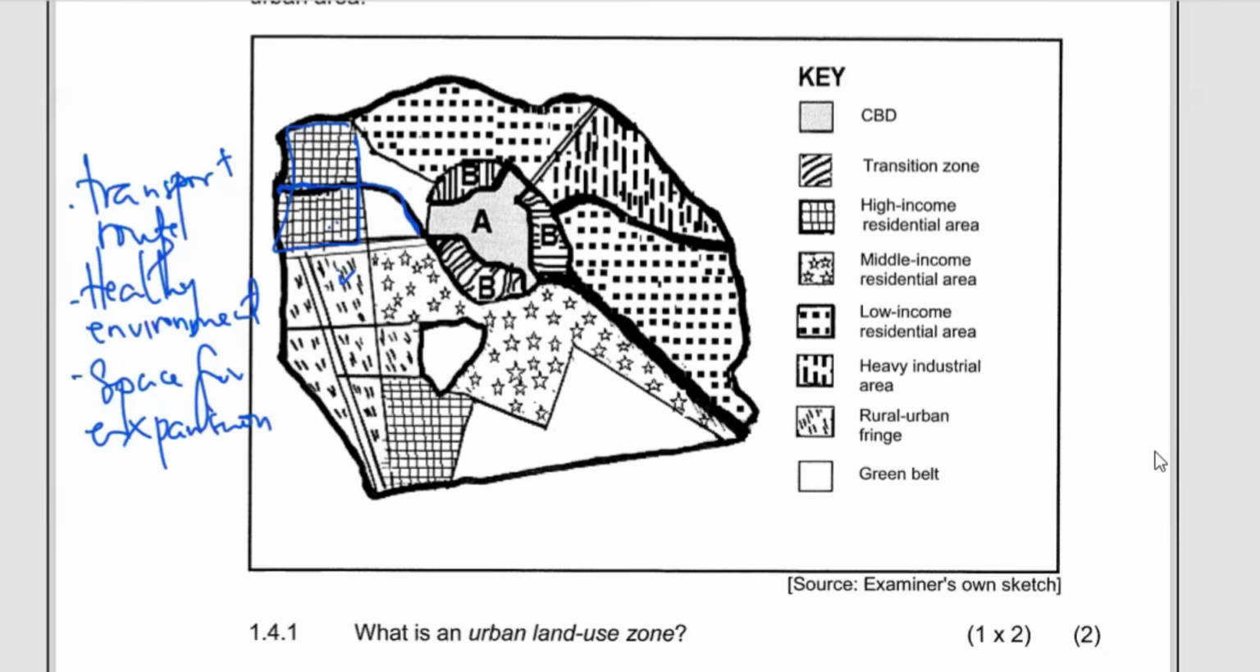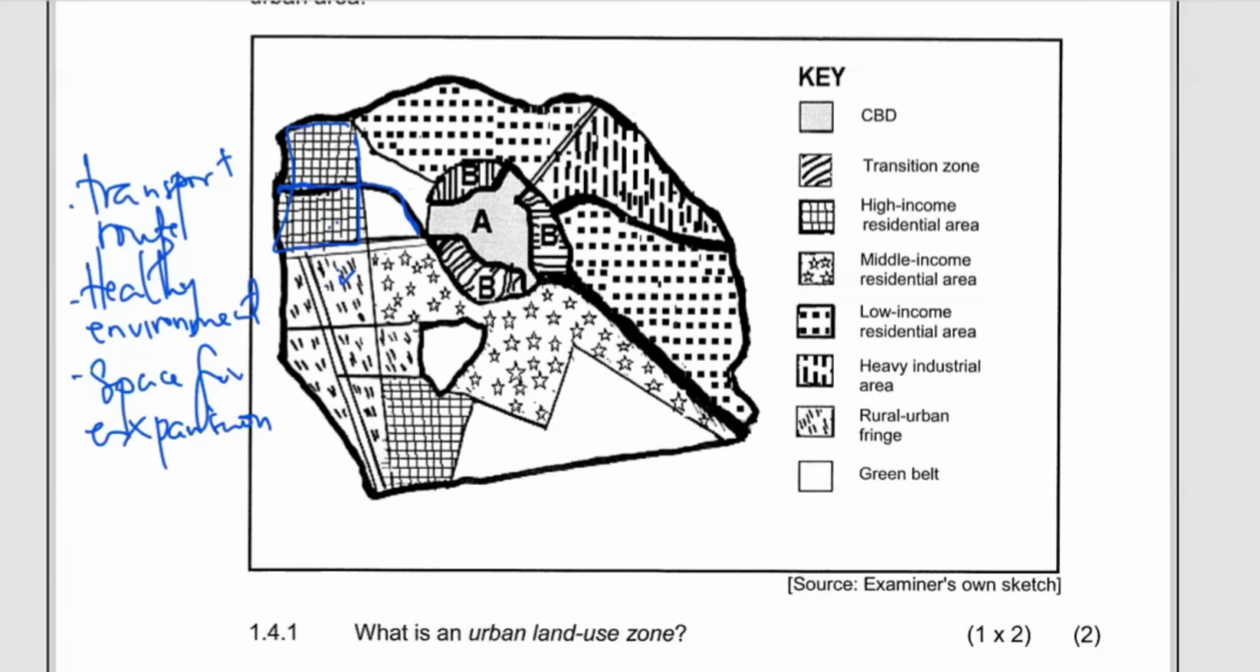Remember, high income areas take considerably bigger spaces of land compared to middle and low income. They need more space to expand and build well up-to-date structures. So there's also evidence of availability of space in the outer part of the built-up urban area. Right, we move on to the next question.